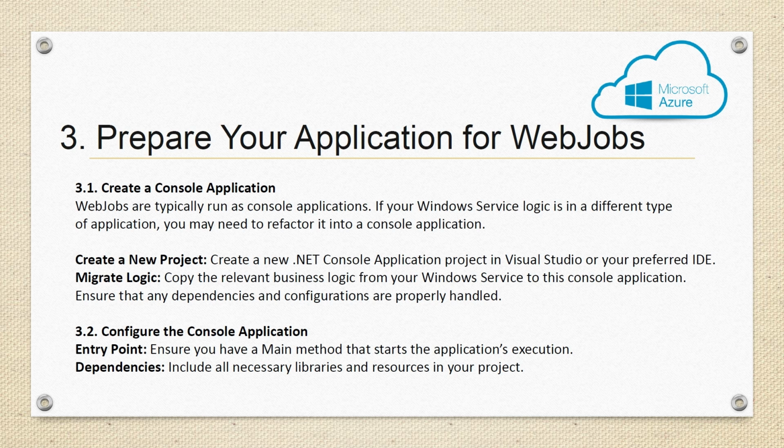So if your Windows service logic is in a different type of application, let's suppose it's written in some other way that you are not able to separate out, then you first need to understand it and try to refactor it to convert it into a console application, right? Once you convert it to a console application, it becomes easier to deploy as a web job. The second part is to create a new project. Obviously we are converting the Windows service to a web job, so we need to create a console application. We can create a .NET console application project in Visual Studio.